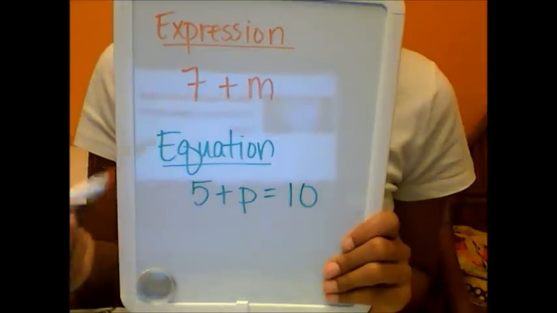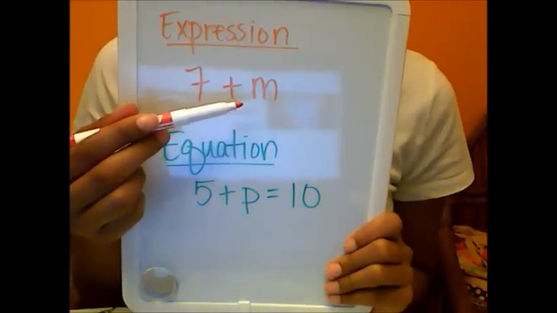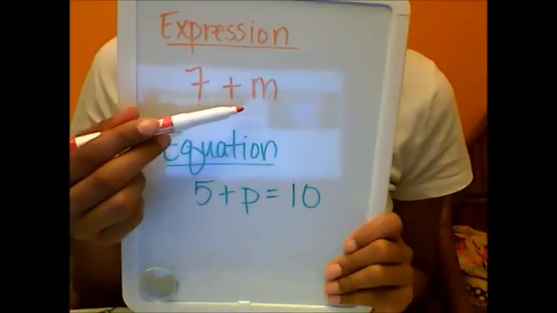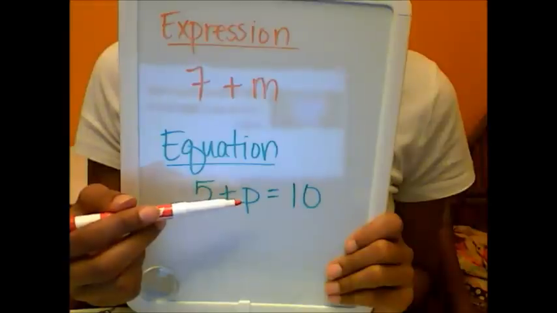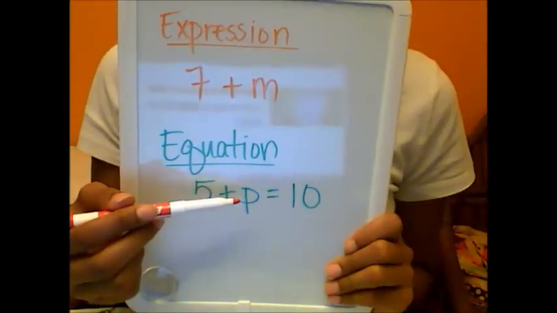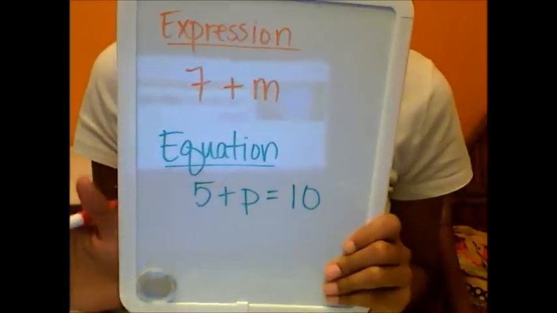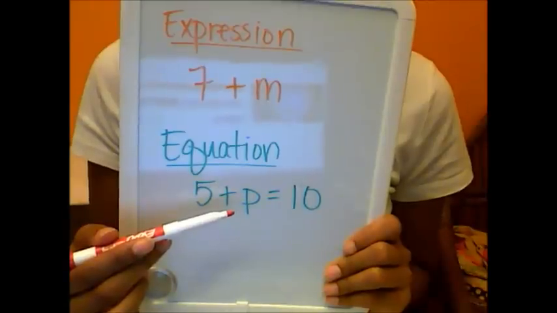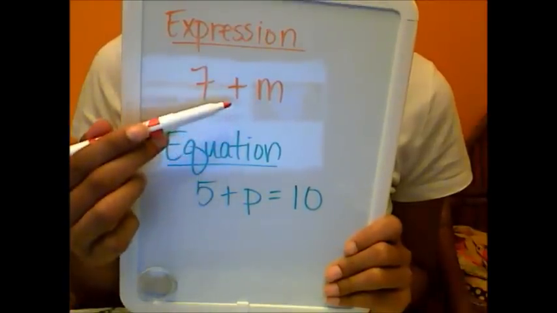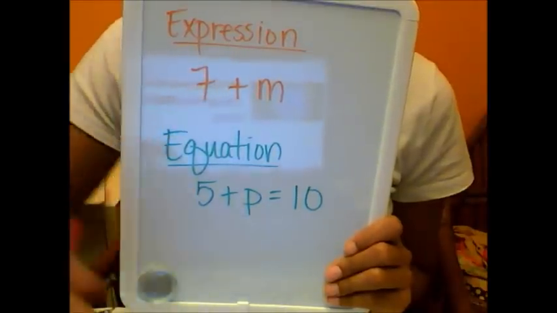So in the expression, in this case, the m can really be equal to anything. The m can be equal to any integer. Whereas in the equation, the variable p has to be equal to 5 in order to satisfy or make this equation true. Remember, we always want the equations to be true. So in order for this equation to be true, p would have to be equal to 5, whereas in the expression, m could be equal to any number or any integer, all right?